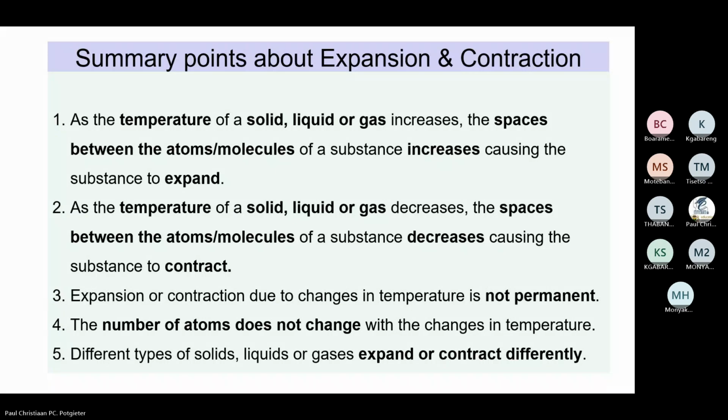Number four, the number of atoms or even the size of them does not change with the changes in temperature. What changes is only the spaces between the particles. Lastly, different types of solids, liquids, or gases expand or contract differently. Already it tells us that all three states of matter can either expand or contract, but if it's a solid, the type of solid that you are dealing with will expand differently from another type of solid.